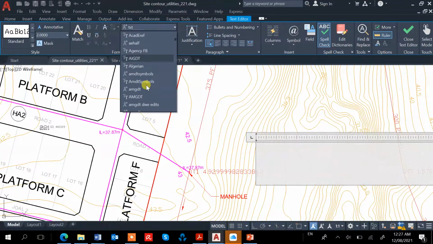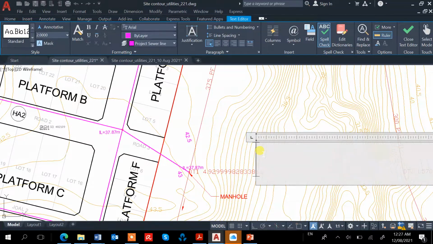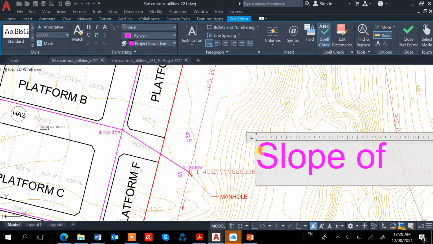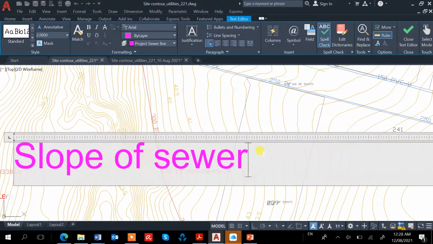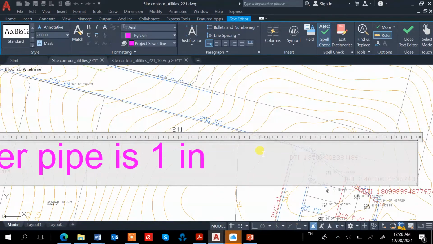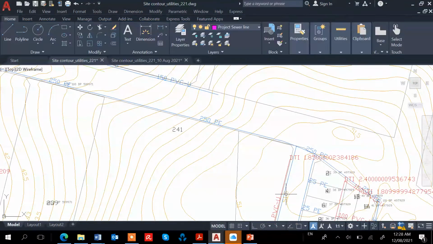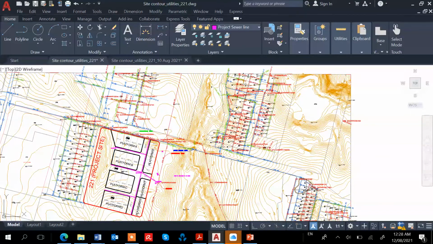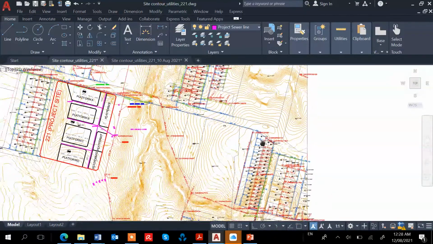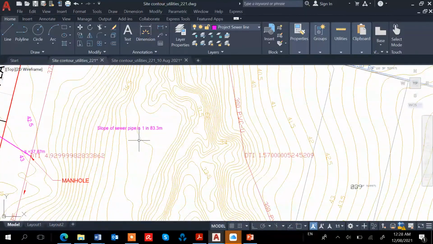What is that? Area. Okay. Slope. Sewer by is 1 in 83.3 meter, isn't it? Yeah. Where is that? Yeah.